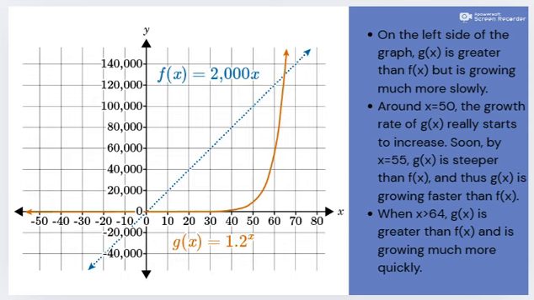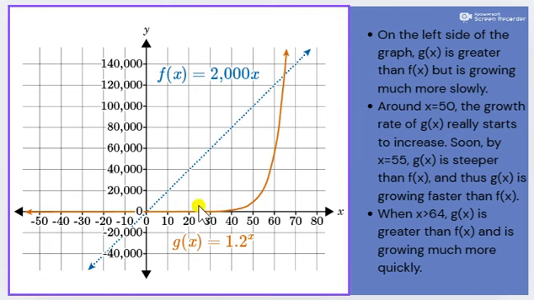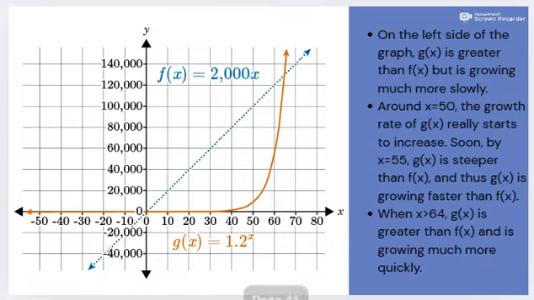On the left side of the graph, g of x is greater than f of x. So over here, our exponential one is greater than f of x, but is growing much more slowly. Around x equals 50, the growth rate of g of x really starts to increase. So it looks like it's not even growing. It is if you zoomed in, but it looks like it's not until about here. And then it's like, ring! The growth rate of g of x really starts to increase.